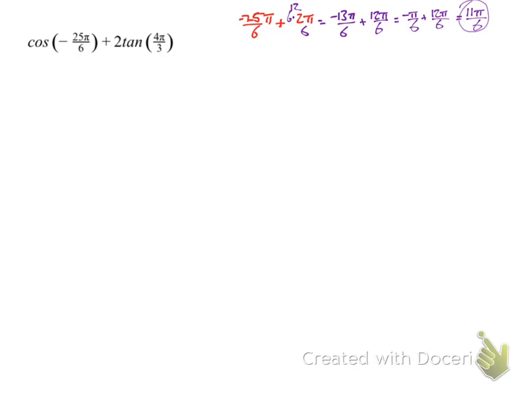So I am going to change cosine of negative 25 pi over 6. I could change that to the cosine of negative 13 pi over 6, or I could change that to the cosine of negative pi over 6, or I could change that to the cosine of 11 pi over 6. And that is what I will do.